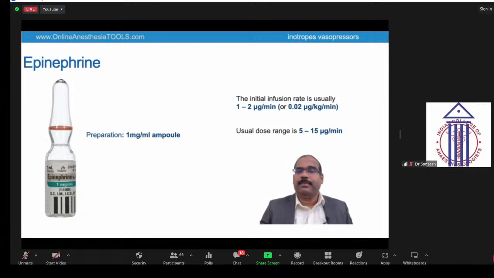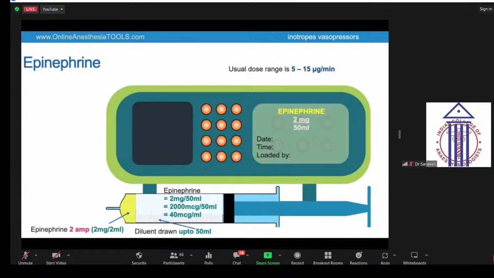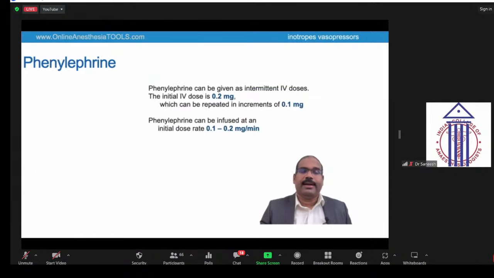Adrenaline is available as a 1 milligram per ml ampule. The usual initial infusion rate is 1 to 2 micrograms per minute, or if you want to go by per kg per minute, 0.02 micrograms per kg per minute. The usual dose range is 5 to 15, or as they say, 5 to 20 micrograms per minute. Again, I'm not going into the details of dilutions, it's the same thing. The only thing is you should have a hospital policy or protocol on how to dilute and how to display the mLs per minute rate.